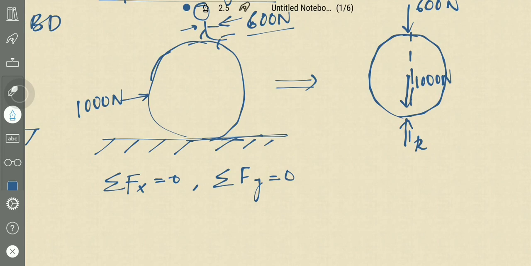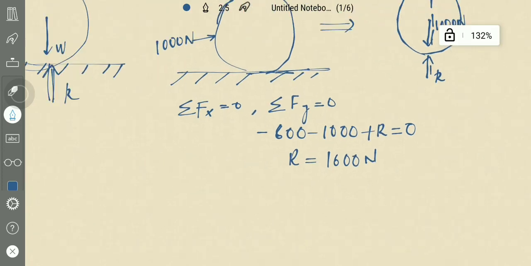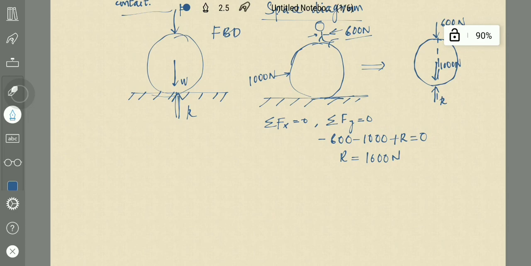So considering downward direction as negative and upward direction as positive, minus 600 minus 1000 plus R is equal to 0. This is sigma Fy is 0. Then R is equal to 1600 newtons. This is the reaction exerted by the floor onto the rock. This is the free body diagram.